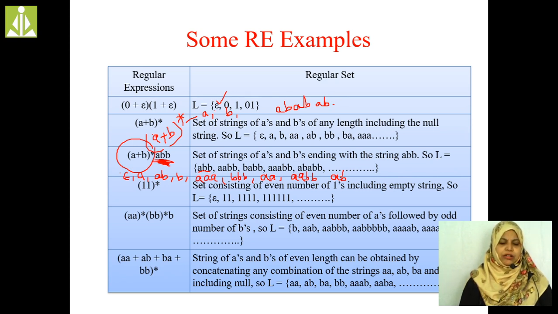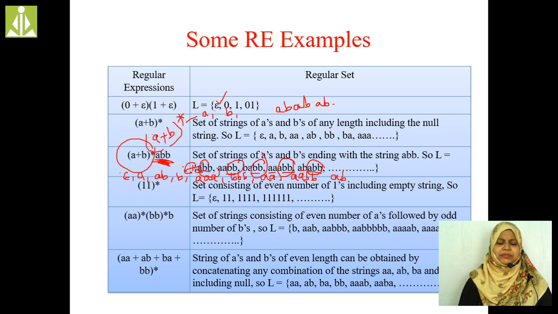In this case, all these strings must end with ABB. See here, ABB is there. Here also first A, then ABB, then here B, then ABB, here AA, ABB, AB, ABB. See, in every case it is going to end with ABB only. All the strings are going to end with ABB. ABB means before this ABB, epsilon will be there.